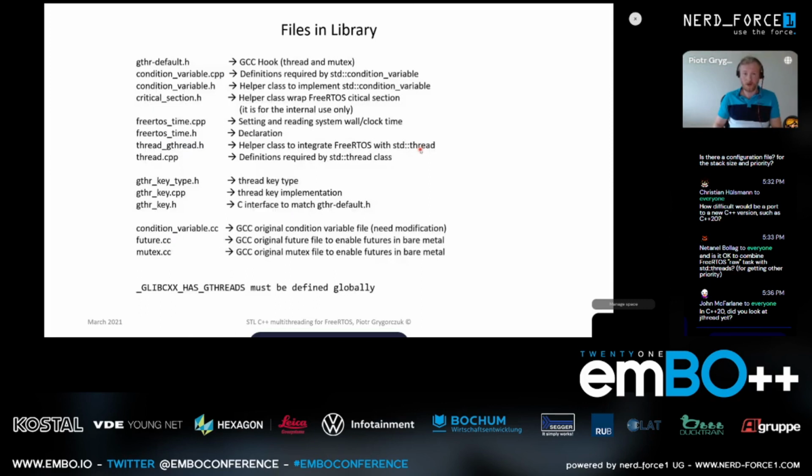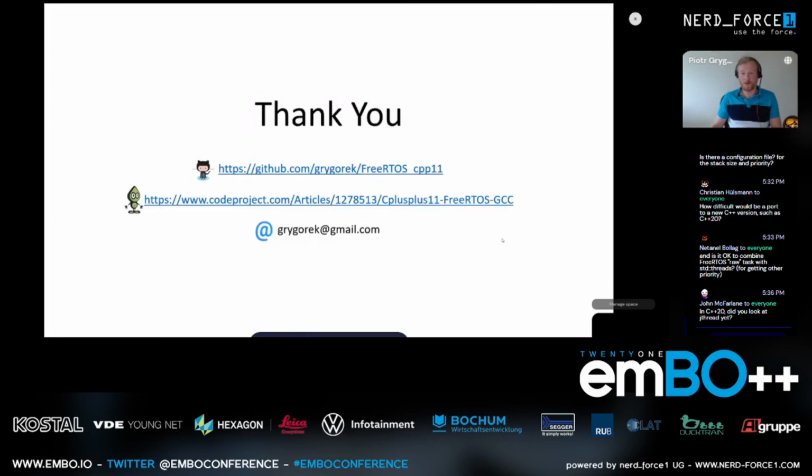So this is pretty much all. The files in the library are very simple. It's short. So I have my GCC hook, condition variables, I have my FreeRTOS time functions, thread, there's a key implementation. There's three files from GCC, and at the end, this flag has to be set somewhere in the compile time to be visible by all the files, and that is it. So thank you very much.